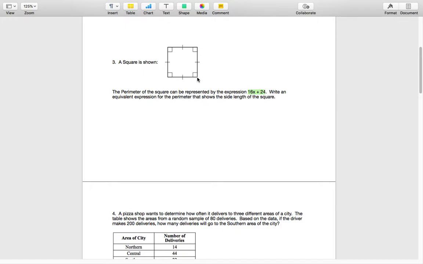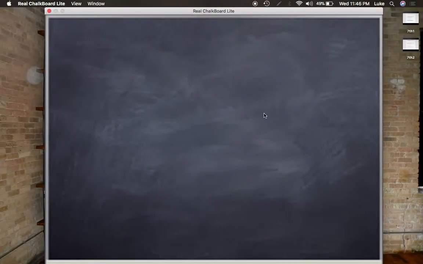So perimeter is going to be each side added together. And I'm going to revisit that in just a second. So now the question is telling us to write an equivalent expression for the perimeter that shows the side length of the square. So we have to figure out what one side is out of the perimeter expression of 16x plus 24. So they give us perimeter equals 16x plus 24.